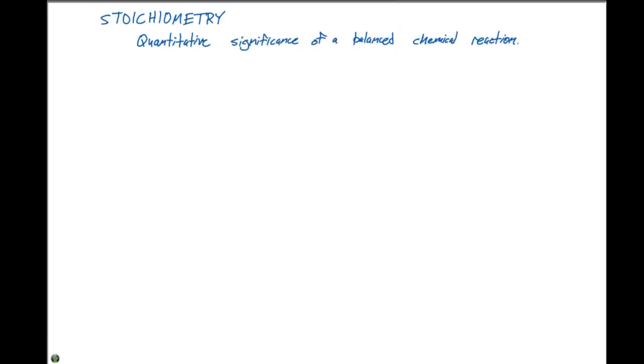And this is the method that you will use if you're given some data and asked to calculate a molecular formula. In the stoichiometry section, we can investigate the quantitative significance of a balanced chemical reaction. And what this is going to allow us to do is determine the number of grams that need to react, and it can also give us the number of grams of a product that is produced in a chemical reaction. So the example that we're going to look at is CO, carbon monoxide, plus hydrogen gas, giving CH3OH.